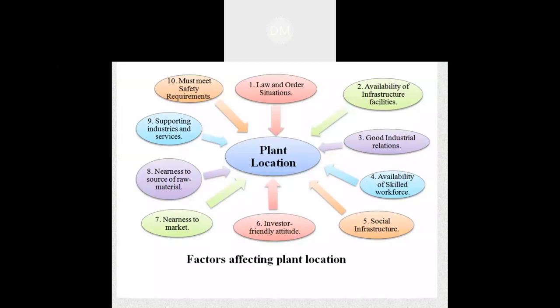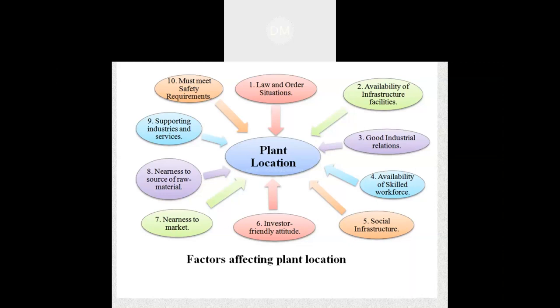These are the factors related to the plant location: law and order situation, availability of infrastructure facility, good industrial relations, availability of skilled workforce, social infrastructure, investor friendly attitude, nearness to market, nearness to sources of raw materials, supporting industries and services, and it must meet safety requirements. So these are the points in plant location.